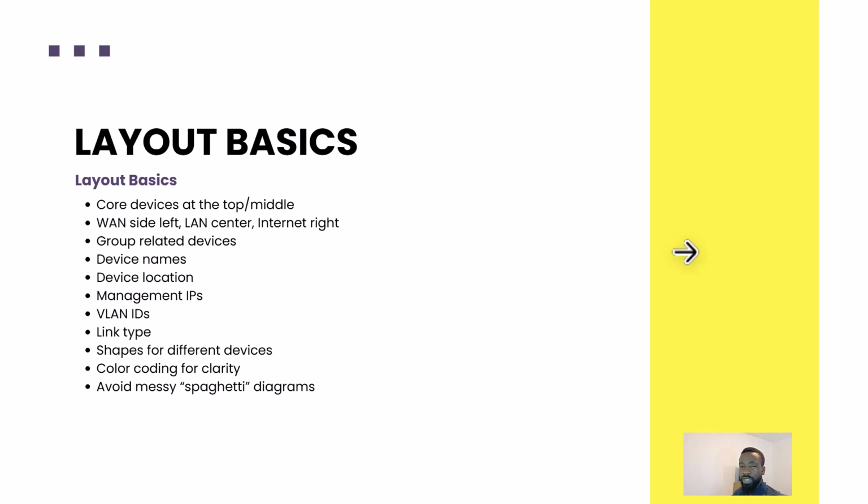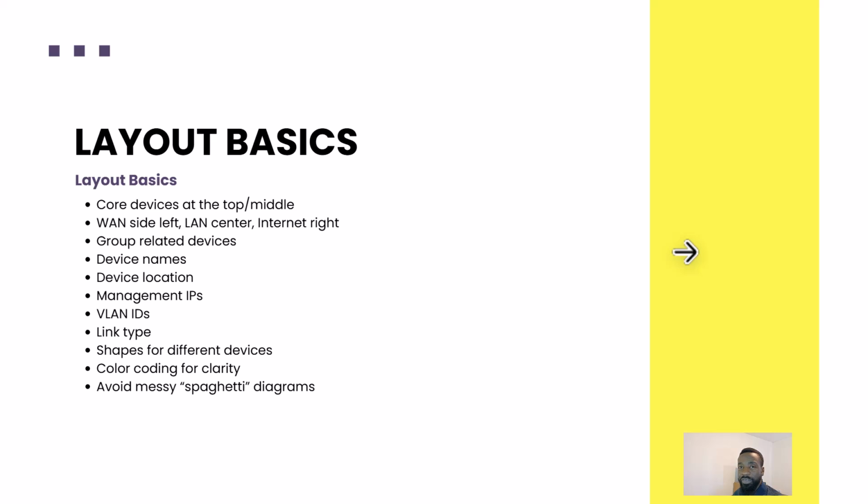Then you have other devices within your network, like your layer 2 devices, your access layer devices, your endpoints, and all of that. Place them in the right locations towards the bottom and group them accordingly. Now you need to ensure that you have your device names labeled in your diagram, and your device locations, where these devices are located.